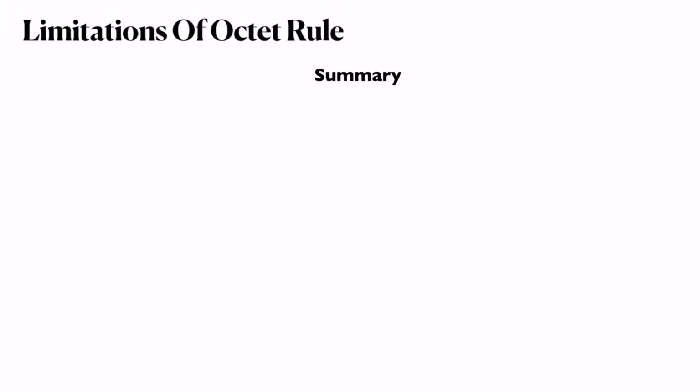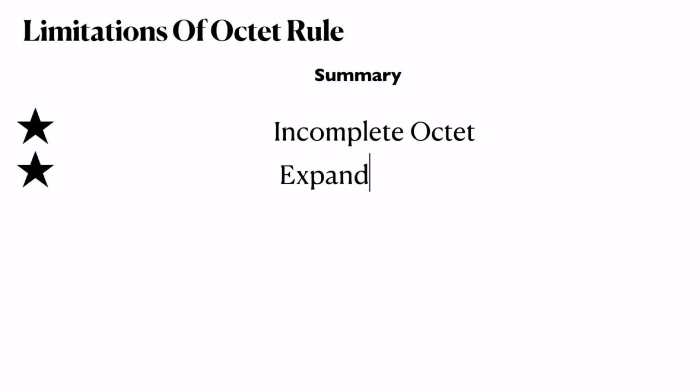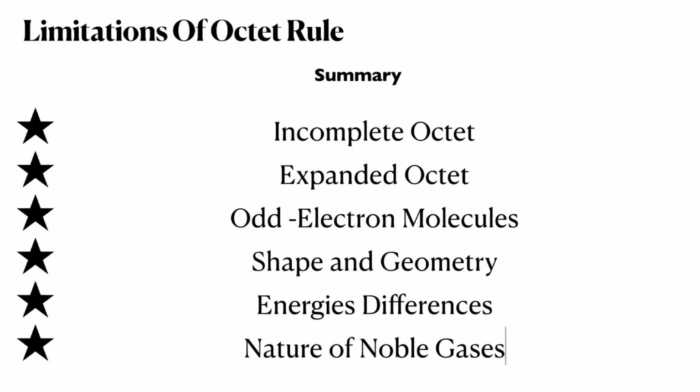Now let us summarize the limitations of the octet rule. So the first was the incomplete octet, expanded octet, odd electron molecules, shape and the geometry of molecules, energy difference between the bonds, and the nature of noble gases.